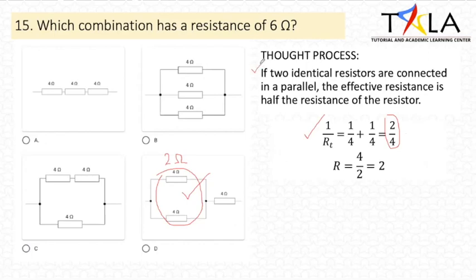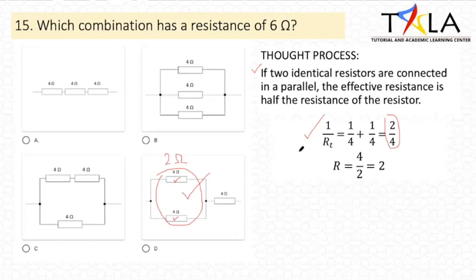This follows from the fact I mentioned earlier. When you have two identical resistors connected in a parallel circuit, the effective resistance of that parallel circuit would be half of the resistor. Okay? Half the resistance of the resistor. Okay ba tayo doon? So, mathematically, tignan nyo yung solution.